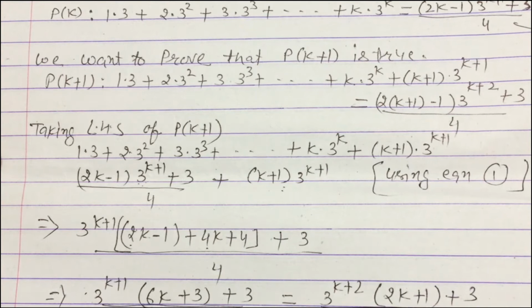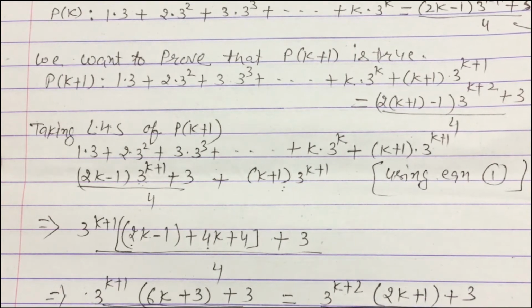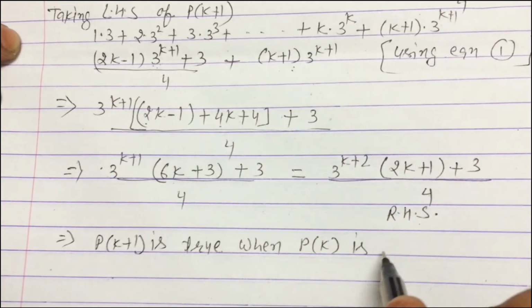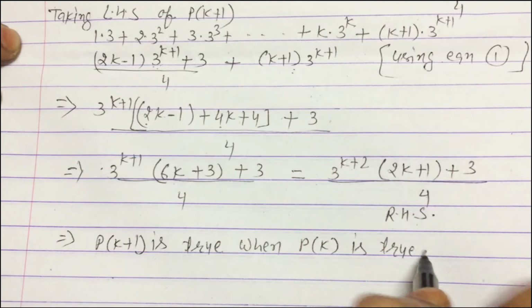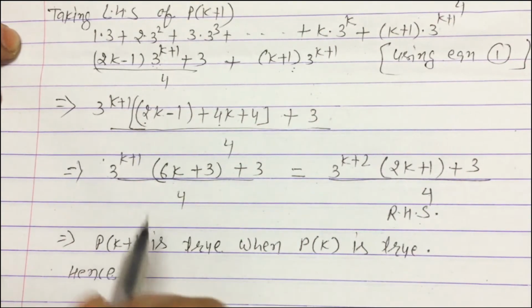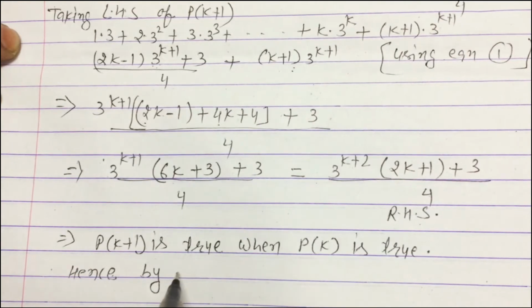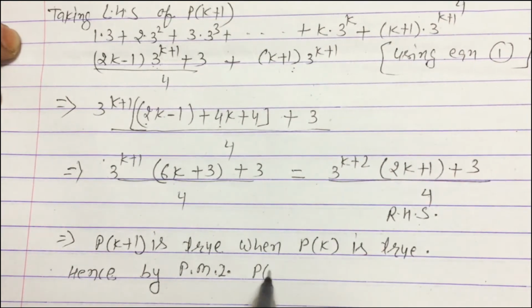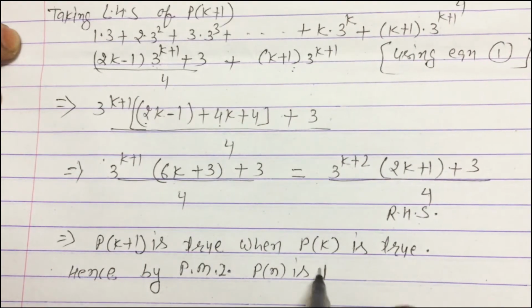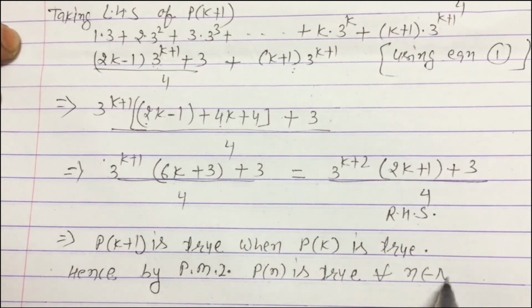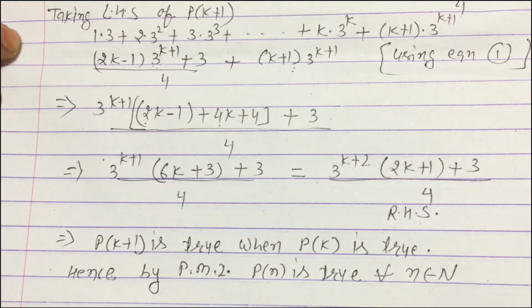Okay, when Pk is true. Okay, hence by PMI, Pn is true for all n belongs to N, natural numbers.